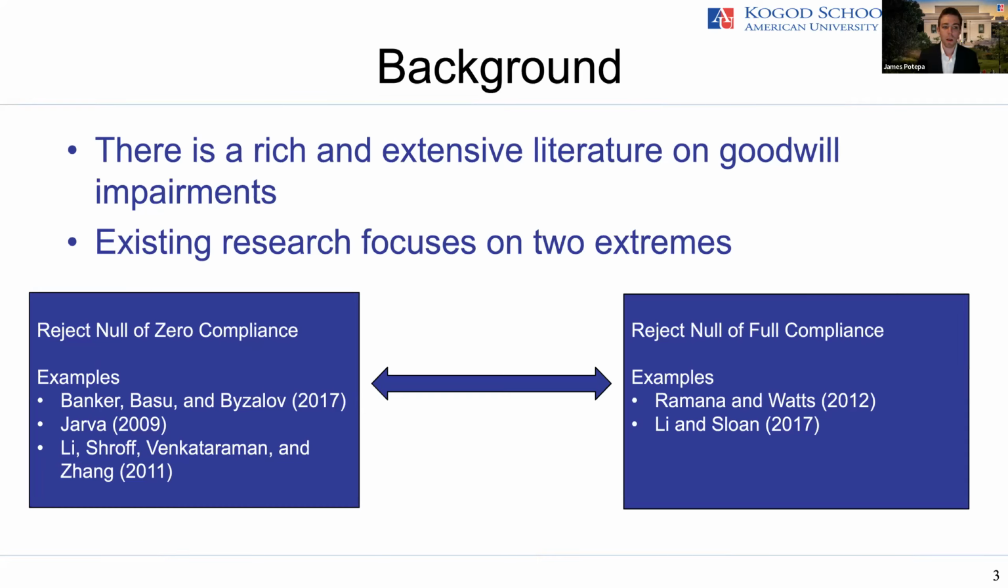So Banker, Basu, and Byzalov 2017, Jarva 2009, as well as Li, Shroff, Venkataraman, and Zhang 2011 are all examples of papers that basically reject the null of zero compliance. We also have a few papers out there that reject the null of full compliance. For example, Ramanna and Watts 2012 or Li and Sloan 2017. And I'm going to go into a little more detail about some of these papers later on in the slides. But just to give you an idea, we have a lot of research that either says we're rejecting zero compliance, or we're rejecting full compliance.